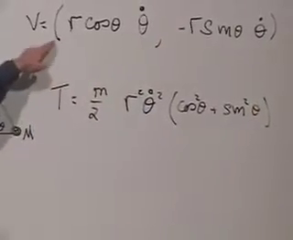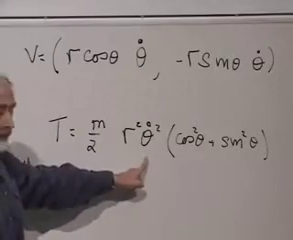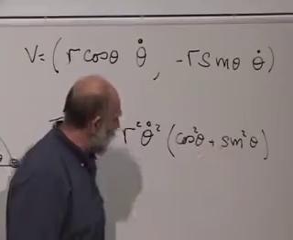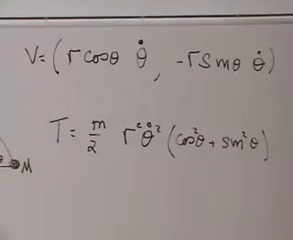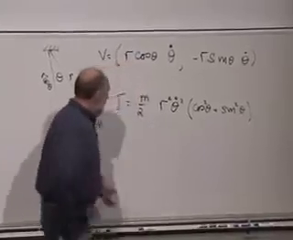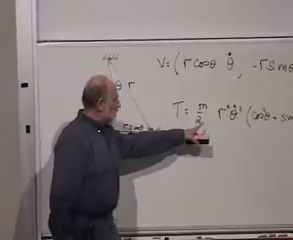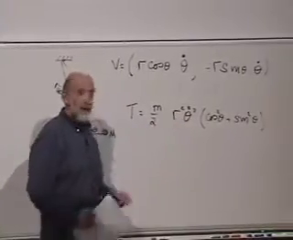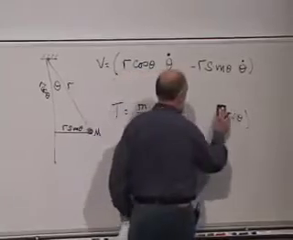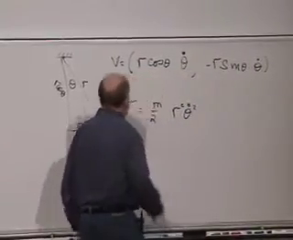Each component gives us an r squared and a theta dot squared in the square of the velocity. And then one of them has cosine squared, the other has sine squared. But what is cosine squared plus sine squared? It's just 1. So the kinetic energy is just 1/2 the mass times r squared times theta dot squared. That's the kinetic energy of the pendulum bob.